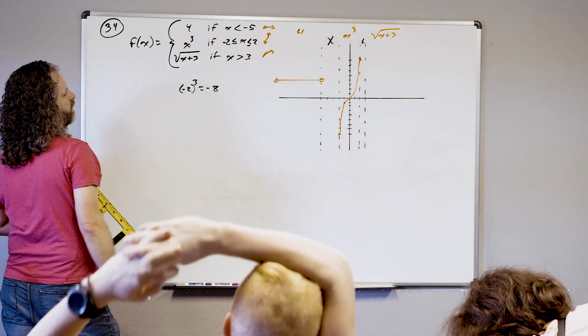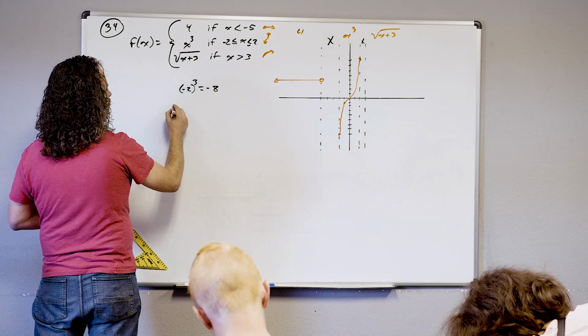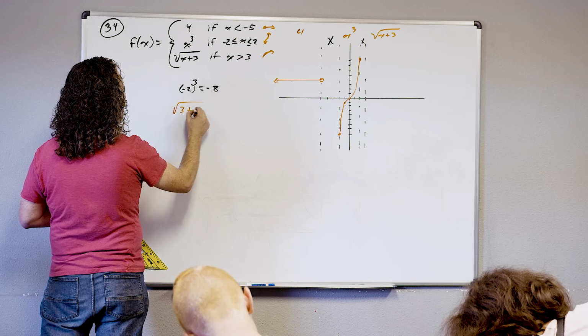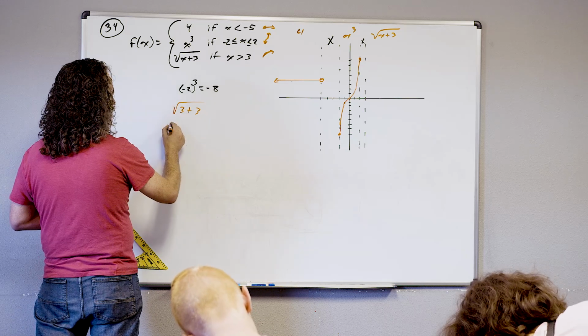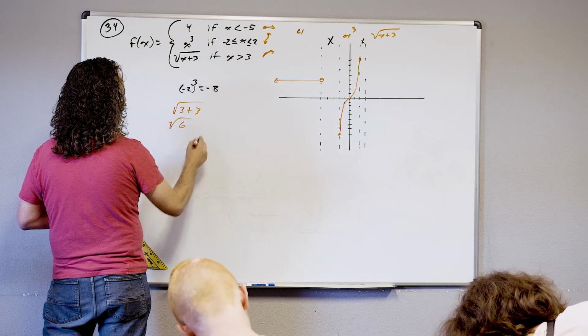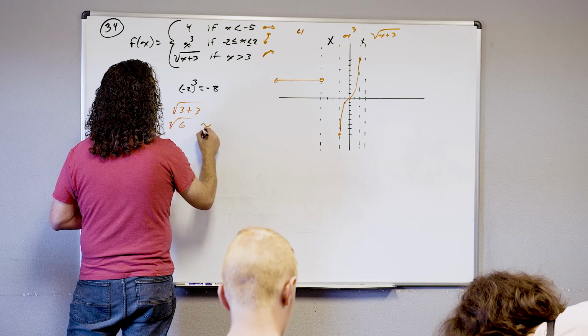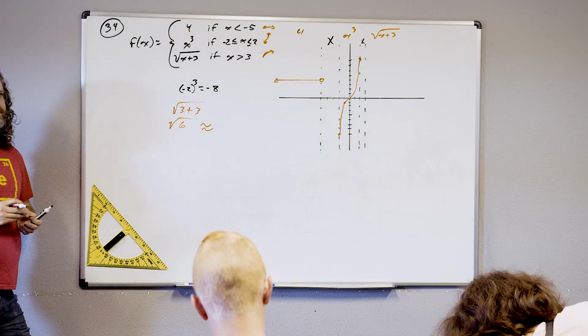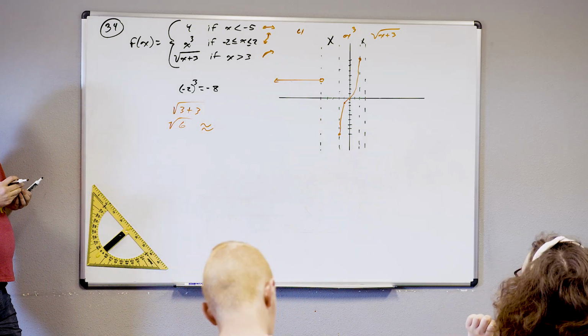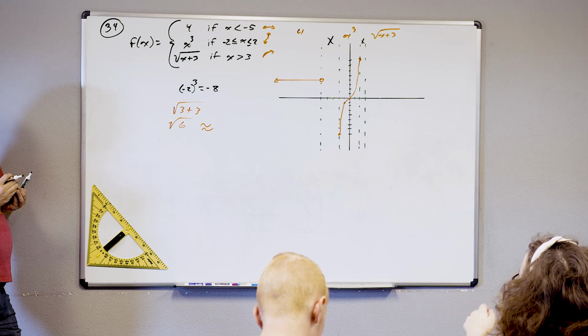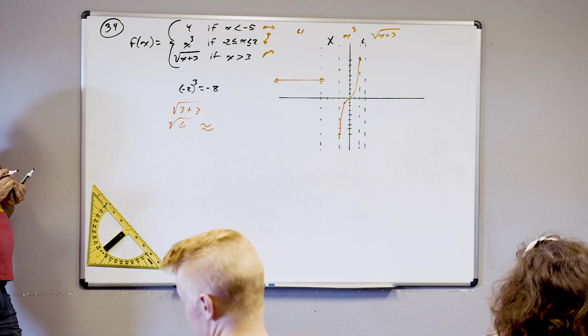3 into this one. True enough. So the square root of 3 plus 3. What's 3 plus 3? 6. Shame it's not 9. So that's approximately equal to what? 2 point something.